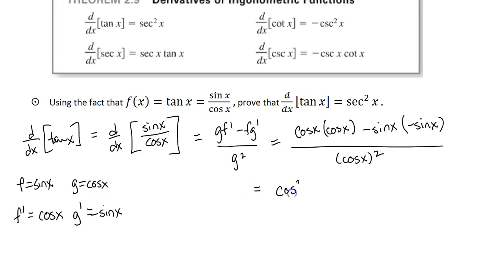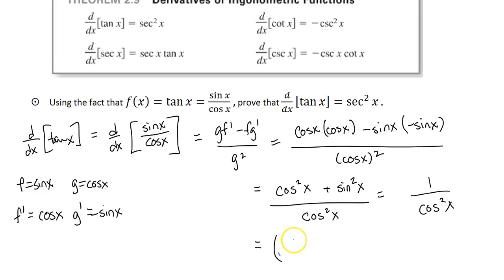So that's going to be cosine squared of x plus sine squared of x divided by cosine squared of x. And you may remember the trig identity, the Pythagorean identity, that says that cosine squared of x plus sine squared of x is equal to 1. And we could write this as 1 over cosine of x squared, which is secant squared of x, which is what we wanted, so our proof is done.